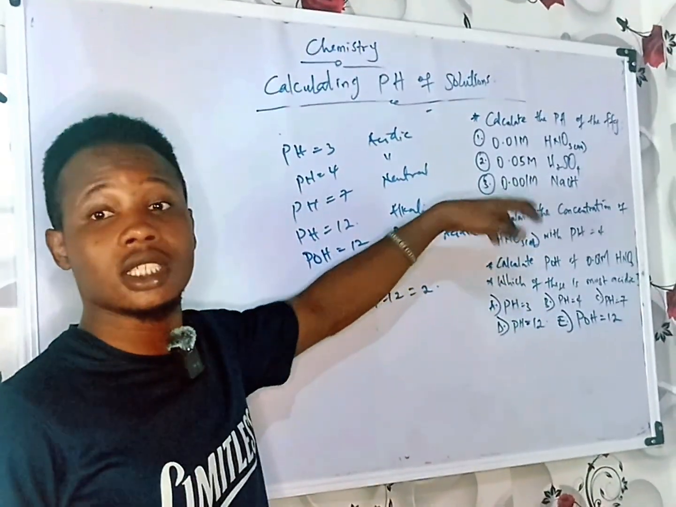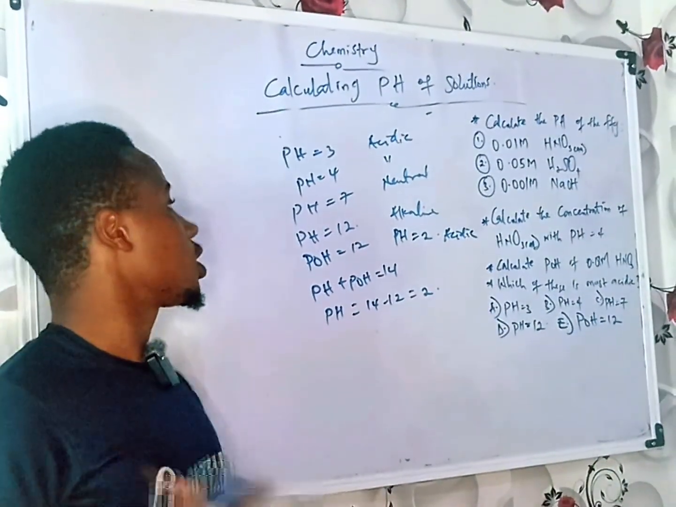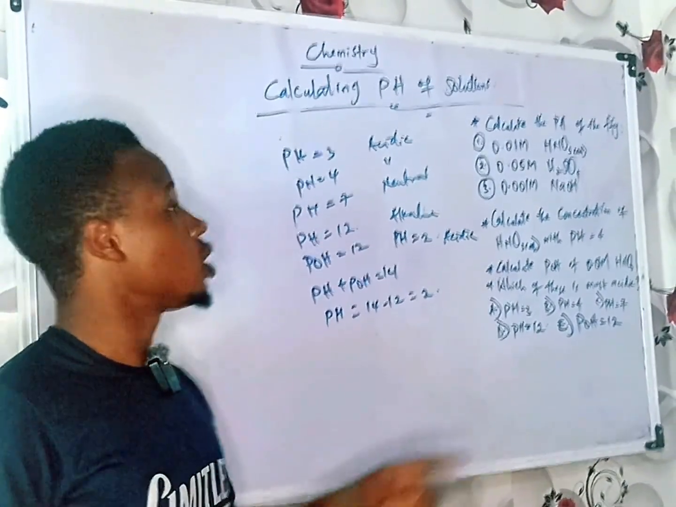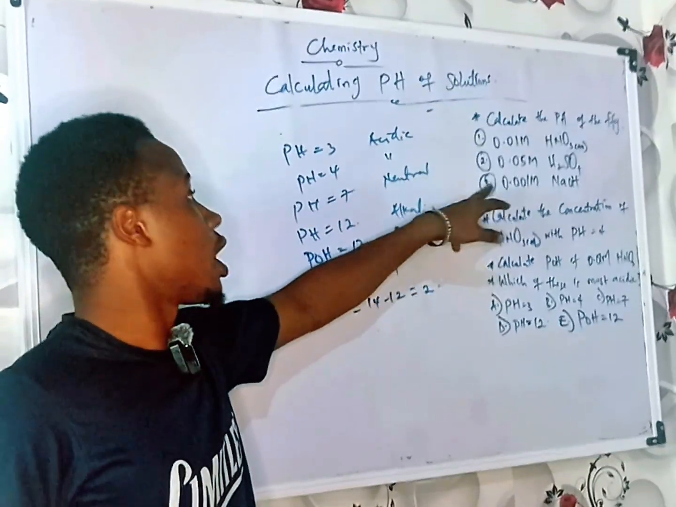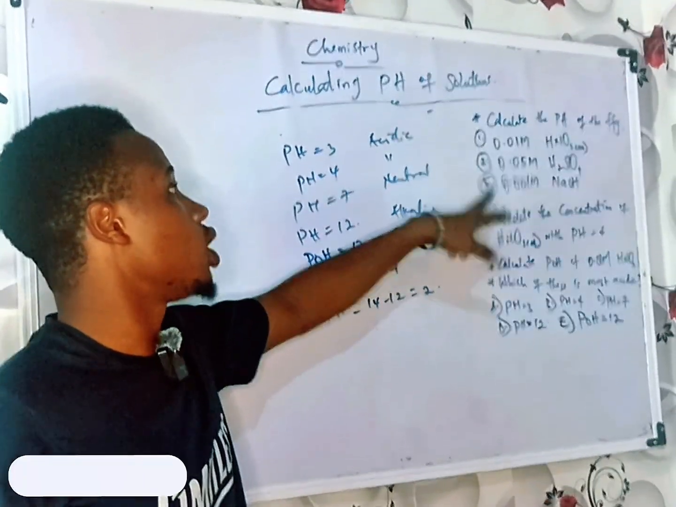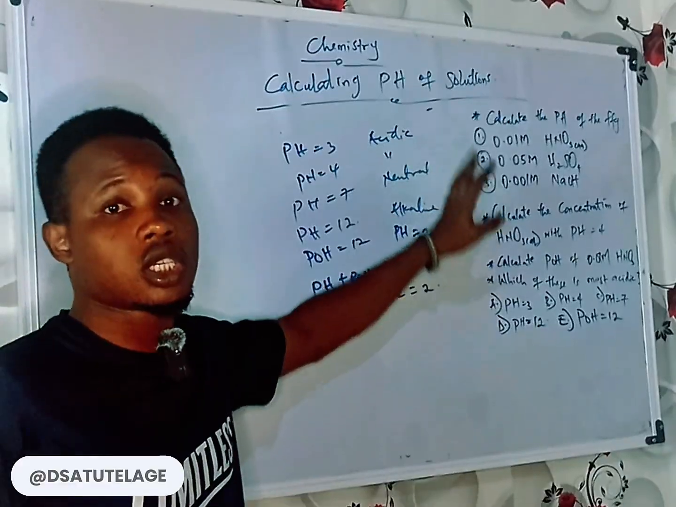Please take your exercise in the video. All right, you're going to take your exercise in the comment section. The question that you have here, question 3: calculate the pH of 0.01 molar NaOH, and drop your answer in the comment section.